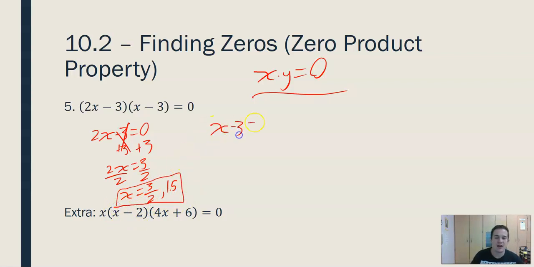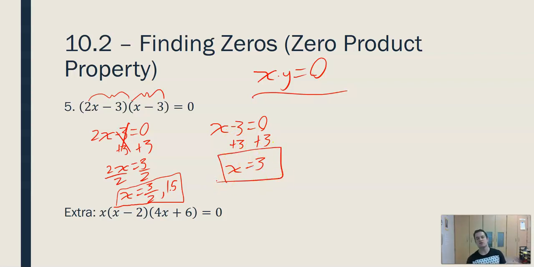I also had x minus 3 equals 0, because if either one of these was 0, that would satisfy my situation here. So if x minus 3 equals 0, I'm going to add 3 to both sides and get x equals 3. So my two solutions would be 3 and 1.5.